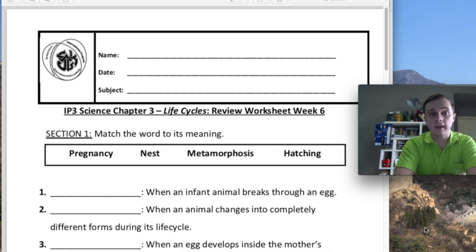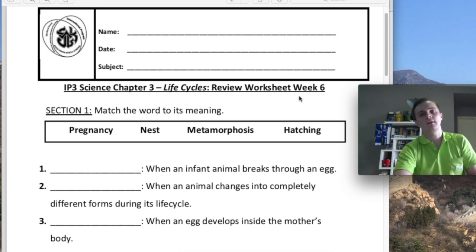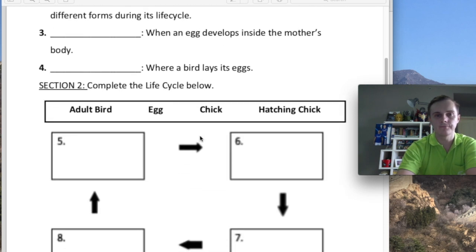Okay, IP3, that is the end of this week's lecture. Before we finish, let me explain your homework to you. Your homework worksheet this week is very similar to last week, but based on this week's lesson. So you should have this worksheet, IP3, Science Chapter 3, Life Cycles, Review Worksheet, Week 6. Section 1, you have 4 words: pregnancy, nest, metamorphosis, hatching. And here you have the 4 meanings of those words. Match the word to its meaning.